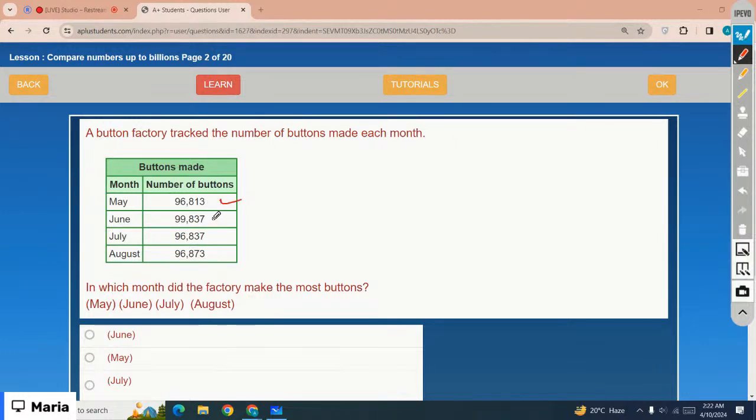96,813, 99,837, 96,837, and 96,873. So, 96, 96, and 96, right? That means the greatest one is 99,837, right? The correct option is June has the greatest. In June, the factory made the most buttons. The correct option is June.